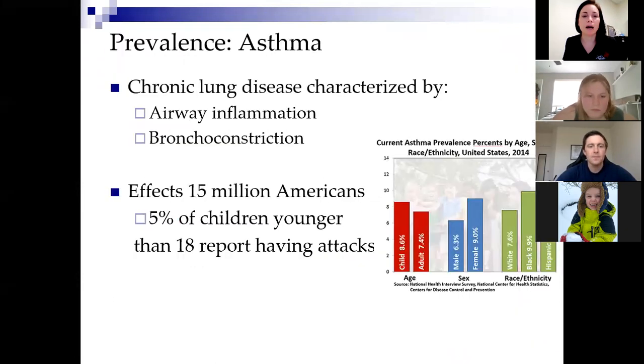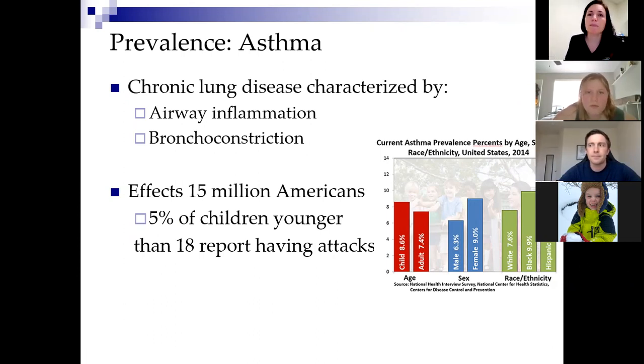Okay, so now we're going to talk about asthma. Asthma is a chronic lung disease that's characterized by inflammation in the airways and then bronchoconstriction. This is also fairly common. There are over 300 million Americans, so 15 million is not a huge part of the population, but it's common enough. 5% of children younger than 18 report having an asthma attack. Some people grow out of their asthma, so that can happen as well.